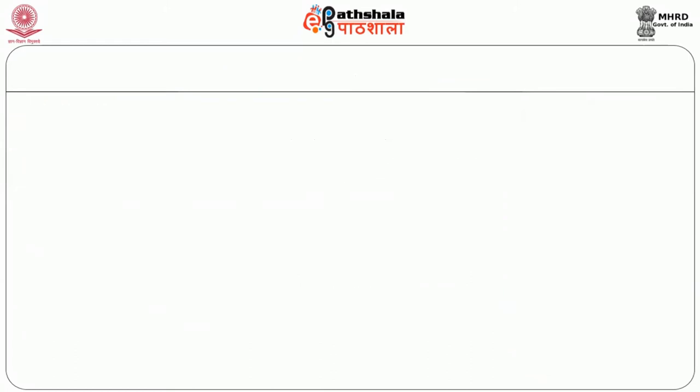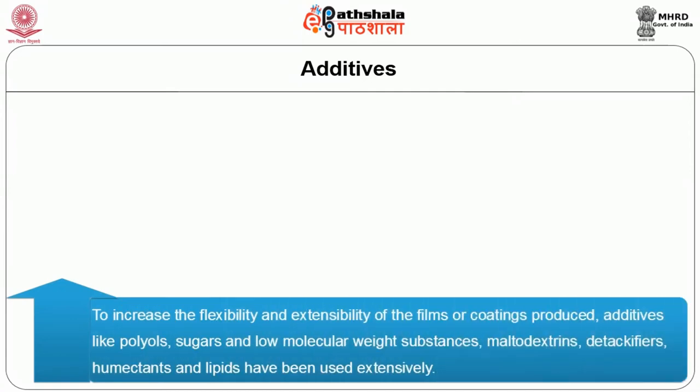The important thing in edible films and coatings is additives. Now we will see about additives. To increase the flexibility and extensibility of the films or coatings produced, additives like polyols, sugars and low molecular weight substances, maltodextrins, detackifiers, humectants and lipids have been used extensively.